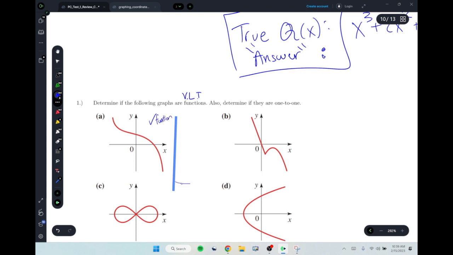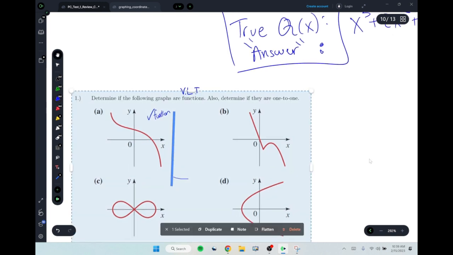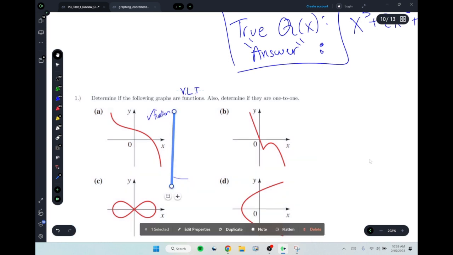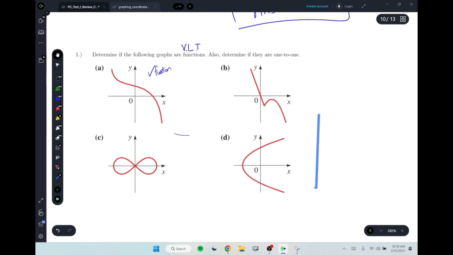Does this one pass the vertical line test? Which one? The next one. Yes. It does, right? Yeah. What about the next one? No. Oh wait. No. What about the next one? Okay, so we've got yes, yes, no, no. Cool.